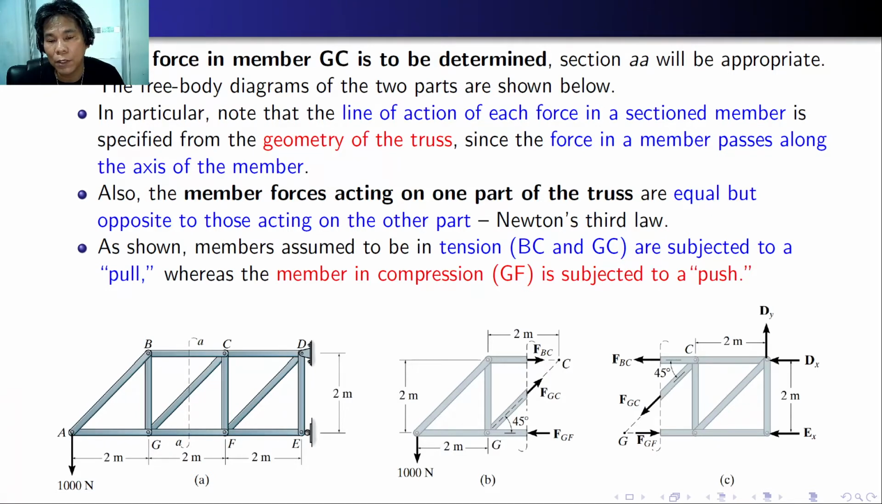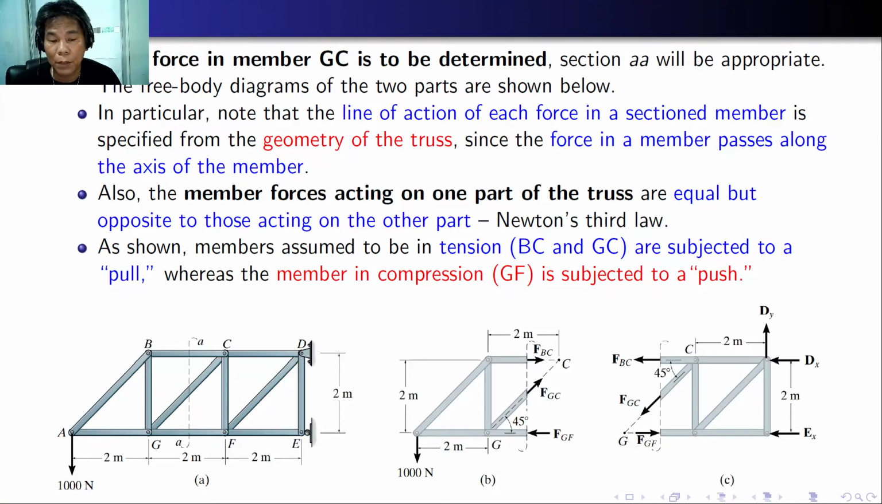So you can just follow the geometry of the truss even if you have to cut it, since the force in a member passes along the axis of the member. Also, the member forces acting on one part of the truss are equal but opposite to those acting on the other part. This is the third law of Newton. As shown, members assumed to be in tension, that is FBC and FGC, are subjected to a pull, whereas the member in compression, that is GF, is subjected to a push, at the bottom, because this is a bracket truss.